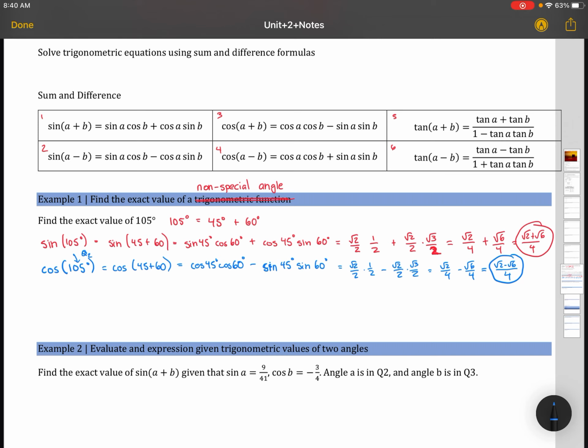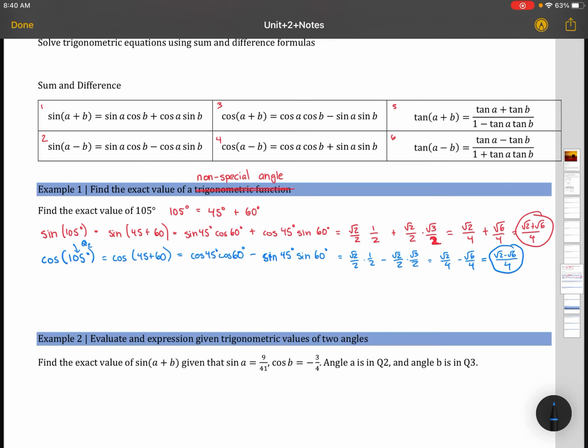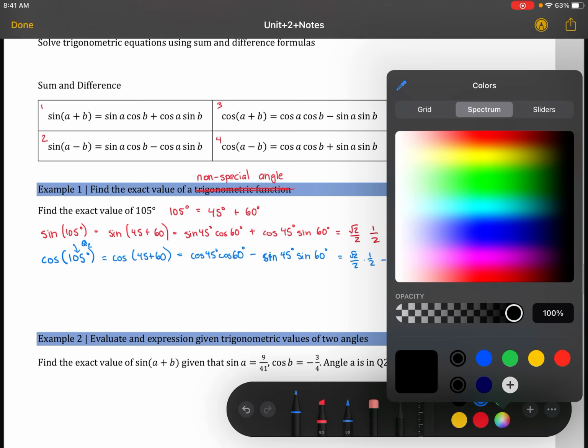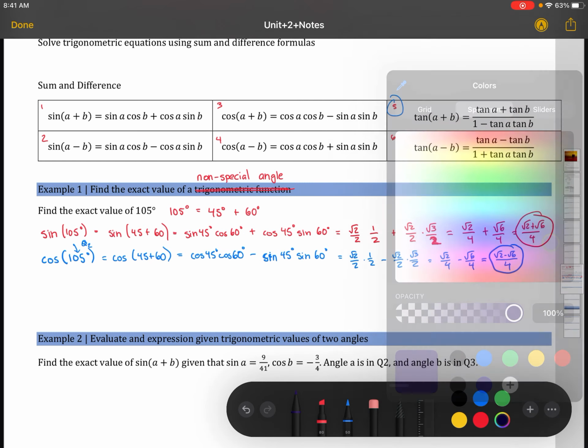And so the last one is tangent, and tangent is going to be a bit more work, but it's going to use formula 5, and we'll do that in some color that's not red or blue. We'll use this darker blue. Ooh, good blue. It's almost black, but not quite.